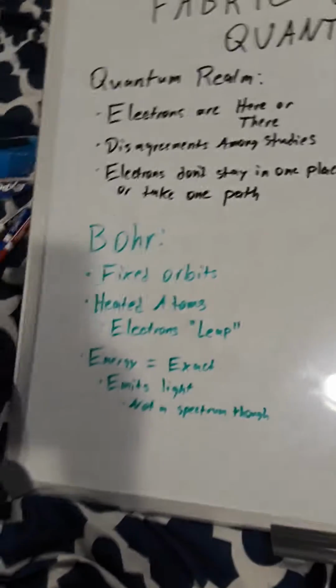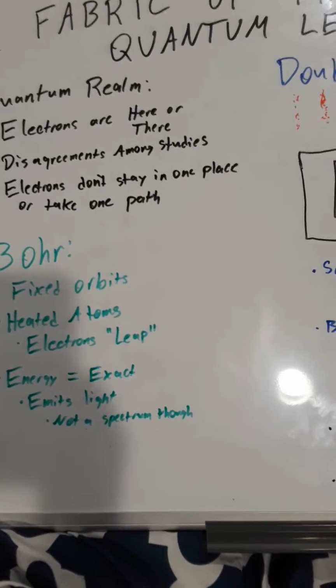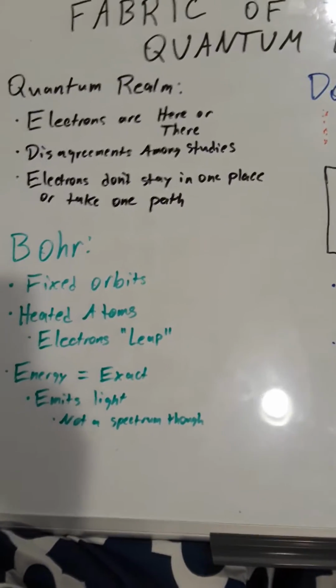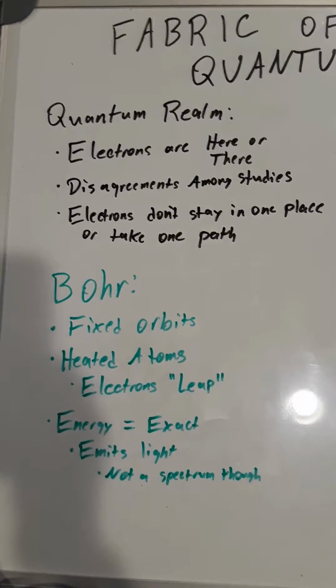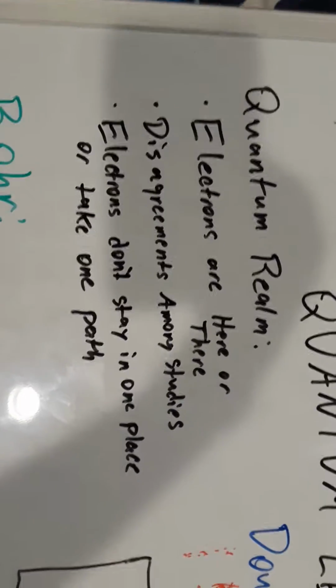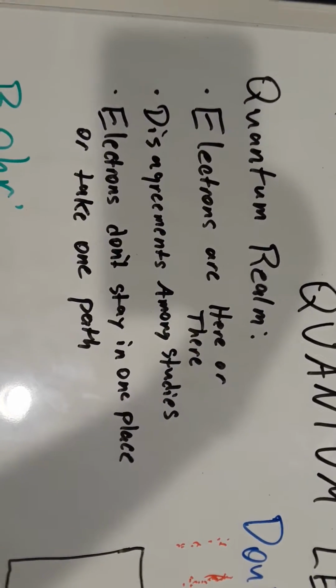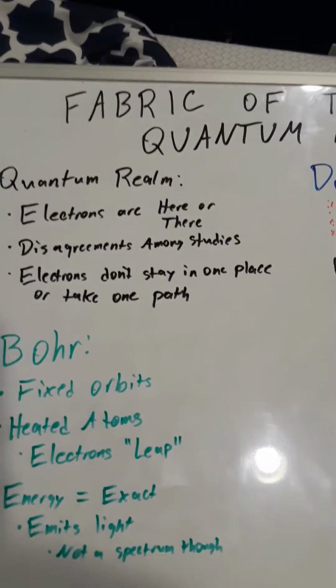They start off by talking about quantum mechanics and how it governs all of our electronics, really how everything runs because of how reliant we are on electronics. So they talk about the quantum realm, and how electrons aren't just here or there, right? Or they are here or there.